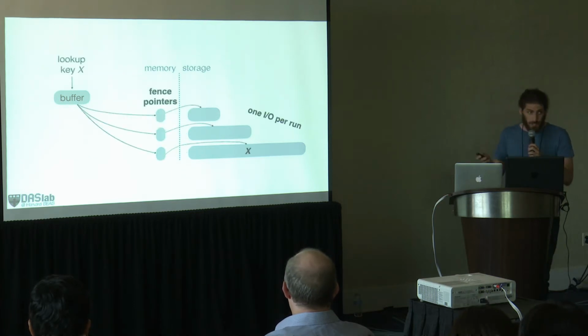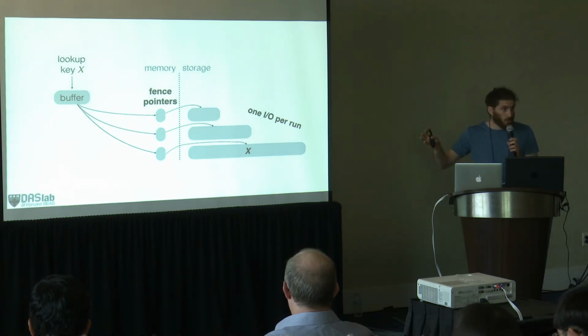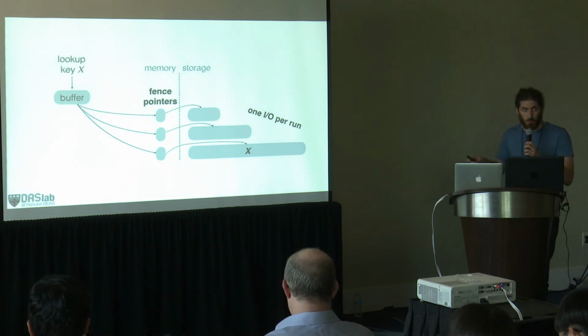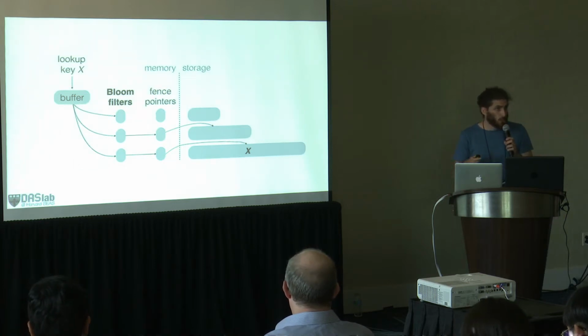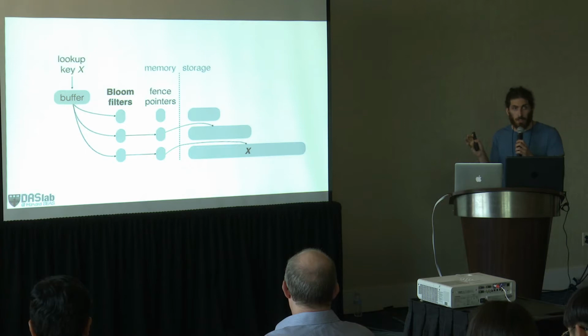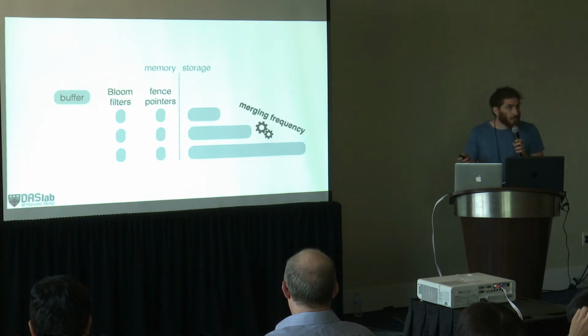In order to find a target key, we probe all of the sorted arrays. And in general, we have these fence pointers in main memory that allow us to find the relevant key range in each one of the runs with just one I/O. We typically also have Bloom filters to probabilistically allow us to skip probing runs that don't contain the key we're looking for. In this presentation, I'm mostly going to talk about the merge frequency of LSM-Tree.